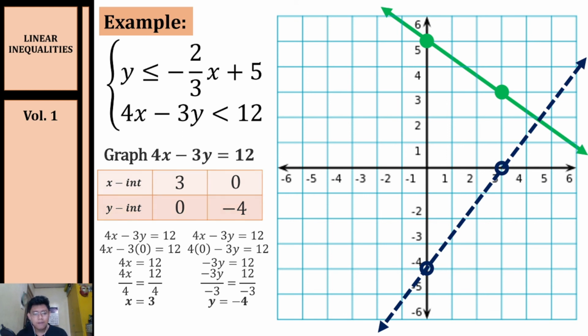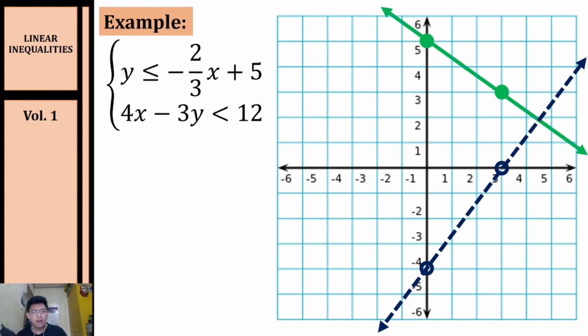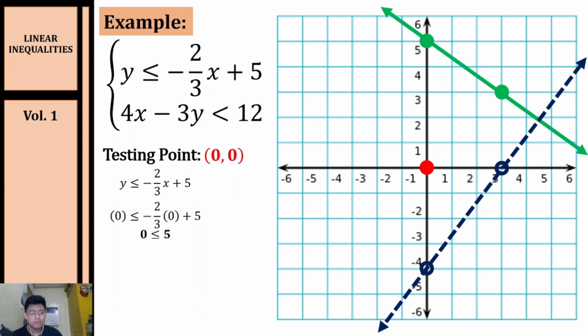Let's identify what area will be considered as our solution to this system of linear inequalities. We need a testing point, so let our origin be our testing point. Let's substitute it into our first inequality. Simplifying, we will have 0 is less than or equal to 5. Did our testing point satisfy our linear inequality? Yes. Therefore, we will shade the lower part of our first inequality.